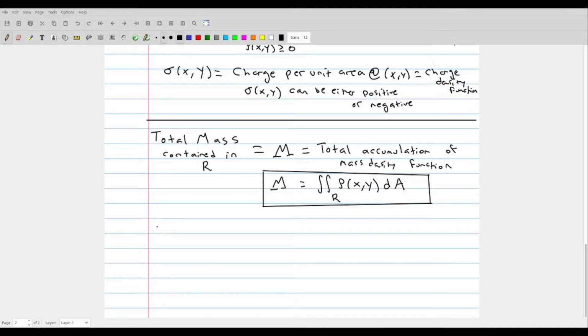And the exact same thing is true if instead of a mass density function you have a charge density function. The total amount of electric charge contained in a region R, which we'll call capital Q, is directly equal to the double integral, or the accumulation, of the charge density function over that region R.